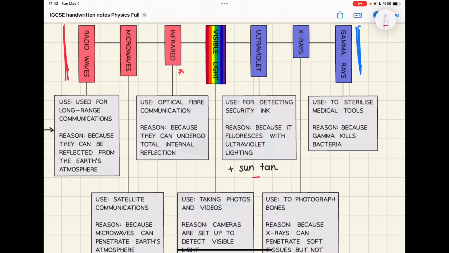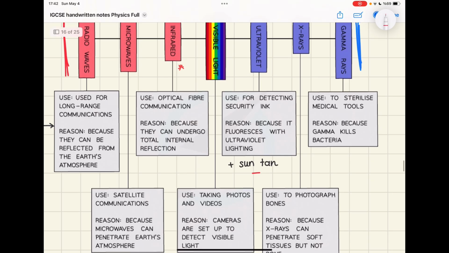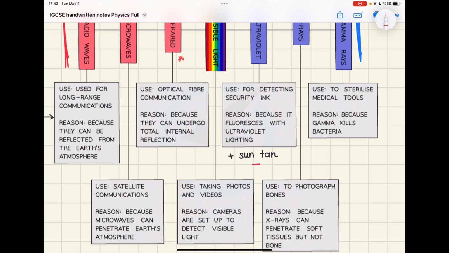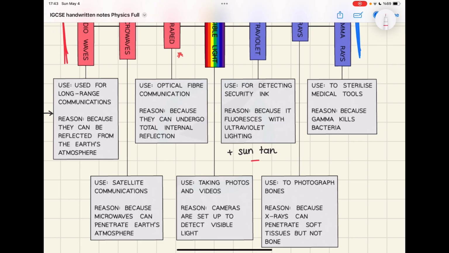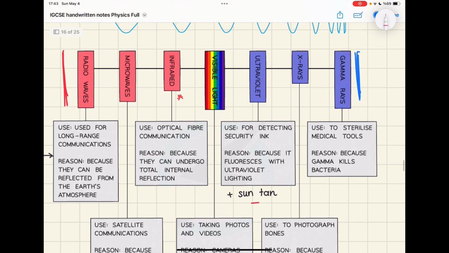This is also one of the reasons we see, as we're going from left to right, a higher and higher frequency. This also tells us that the higher frequency is more damaging towards us. Ultraviolet is not a great part of the electromagnetic spectrum for our skin. Now, X-rays are used to photograph bones for radiography, for X-ray scans, and for Röntgen, because X-rays can penetrate soft tissue but not bone. And gamma rays are used to sterilize medical tools because they kill bacteria.